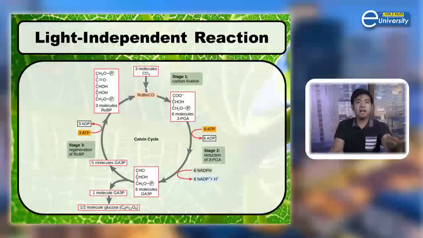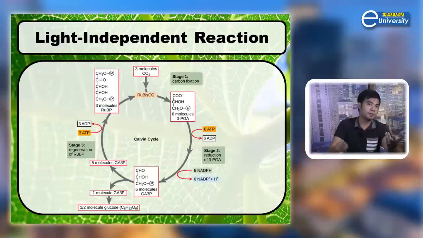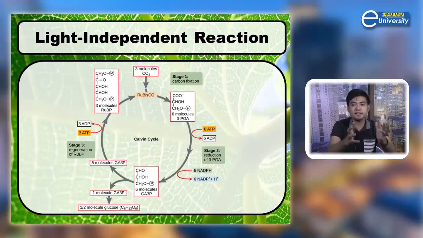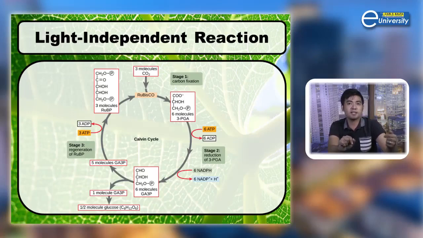So I have here the light-independent reaction. As you observe, the diagram or the illustration is in cyclic form. It is because light-independent reaction is also called the dark reaction. Dark because it doesn't need light, and it is also called the Calvin cycle in honor of Melvin Calvin, who discovered this process. It is a cyclic form because there is a certain substance that is recycled throughout the process. So again, the three main stages of the light-independent reaction are the carbon dioxide fixation, the reduction, and the regeneration. So let's start with stage 1.